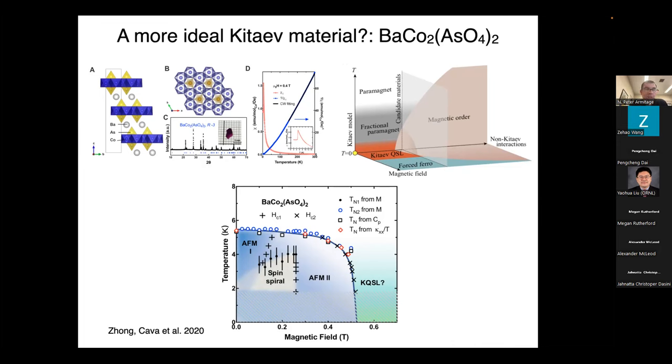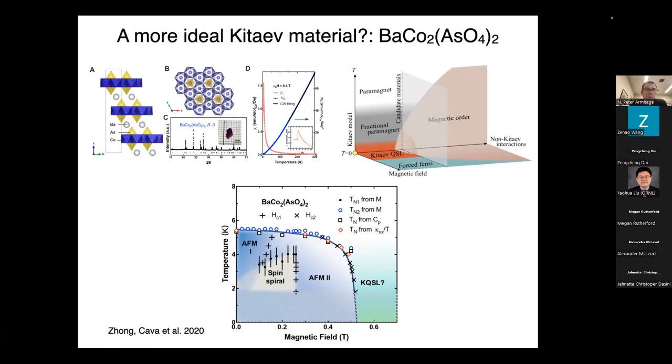Qualitatively, this phase diagram looks very similar to what goes on in alpha ruthenium chloride, with the exception that in alpha ruthenium chloride, all of these field scales are much larger. The transition to the apparently non-magnetic state happens at something like 7 or 8 Kelvin. And the scale that one would take to suppress the magnetic order can very roughly be traced back to the size of the non-Kitaev terms.